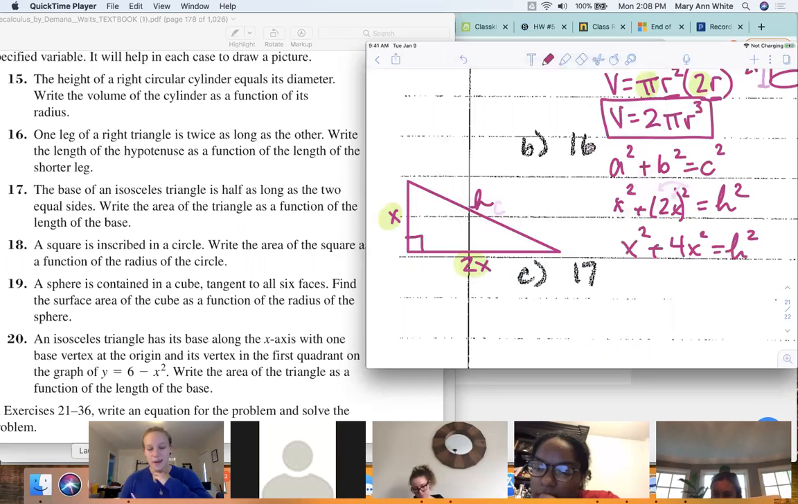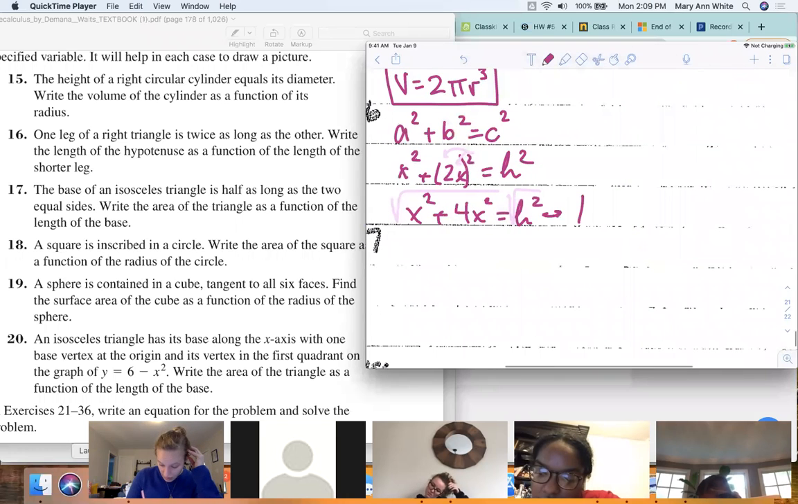And I know that I spent a lot of time recently stressing that when you square root both sides, you need a plus or minus, but we're using a real life example of a real life triangle, and real life triangles don't have negative sides. They only have positive sides. So I am going to square root both sides, but I do not need a plus or minus because there can be no negative answers. That doesn't happen in real life. So h equals square root of x squared plus 4x squared.